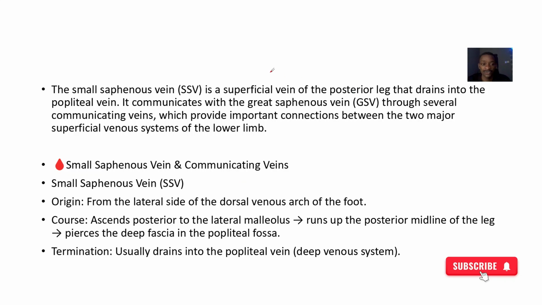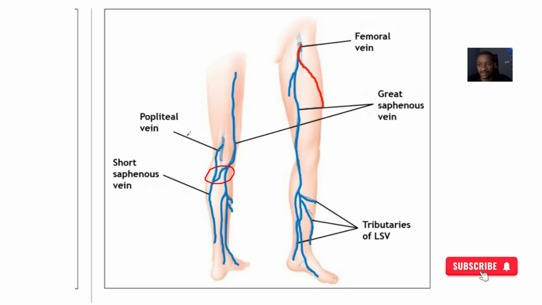So small saphenous vein, we said that it's a superficial vein of the posterior leg and usually drains into the popliteal vein. So it communicates with the great saphenous vein through several communicating veins, okay, which provide important connections between the two major veins of the lower limb.